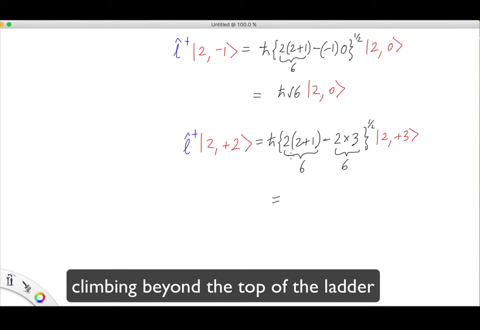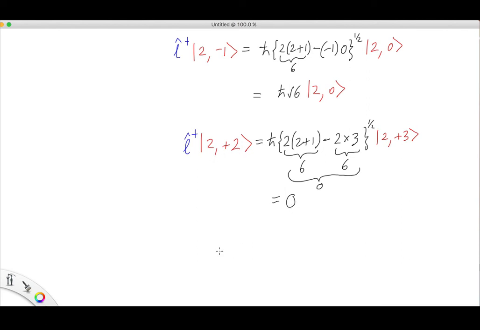So these factors cancel out and I get 0, and the result of applying L plus to the state which already has ml raised as far as it will go just generates 0. So the state self-destructs as it shifts off the top. And the same applies when we do the same calculation to L minus.